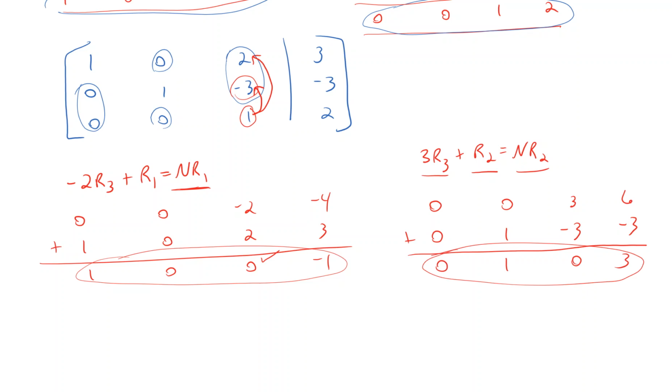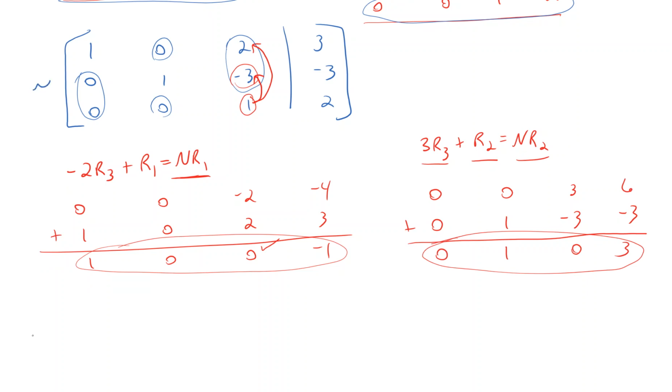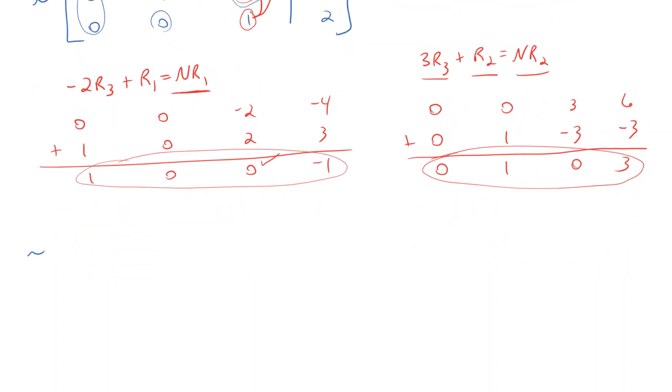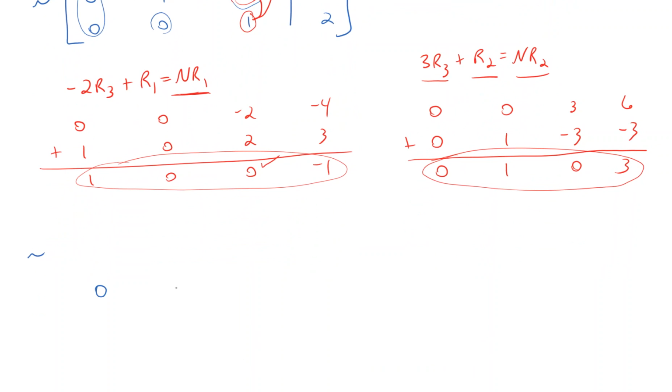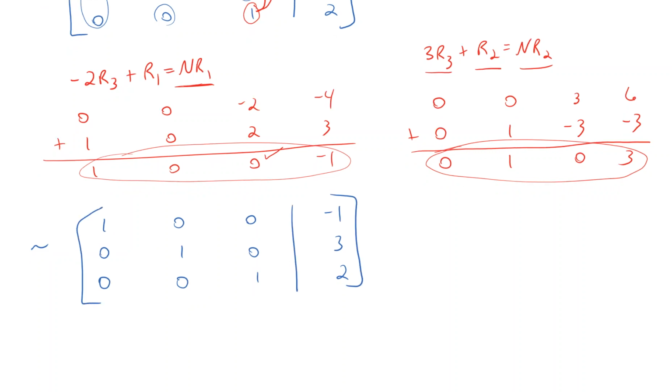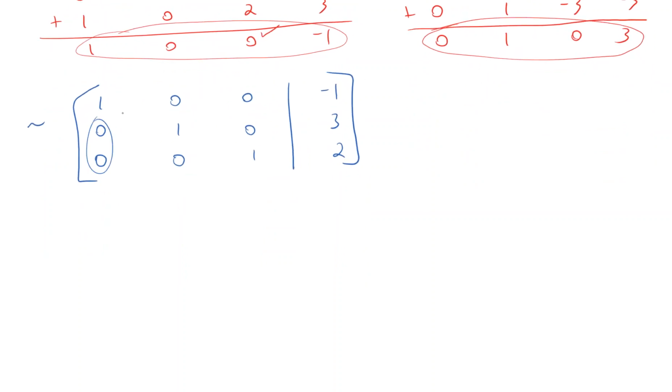So let's copy our new equivalent system here. Row 3 didn't change, so I'll copy it down: 0, 0, 1, 2 is row 3. Row 2 is 0, 1, 0, 3. And row 1 is 1, 0, 0, negative 1. And at this point, you've got all your zeros where you want them. That's the first thing you do, right? Zeros in column 1, zeros in column 2, zeros in column 3.